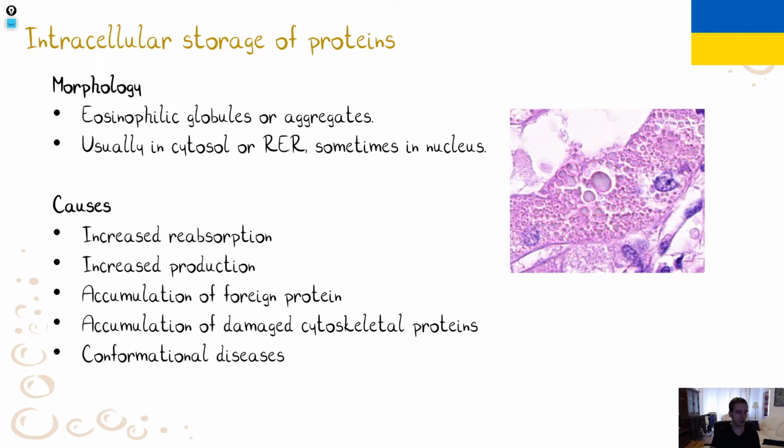And what are the causes? It can be increased reabsorption of the protein. It can be increased production. It can be accumulation of foreign protein. It can be clumping of damaged cytoskeletal protein. Or it can be conformational disease, which means that there is a problem with the folding of the protein. The sequence of amino acids is the same, but there is a problem with the folding of the specific protein.